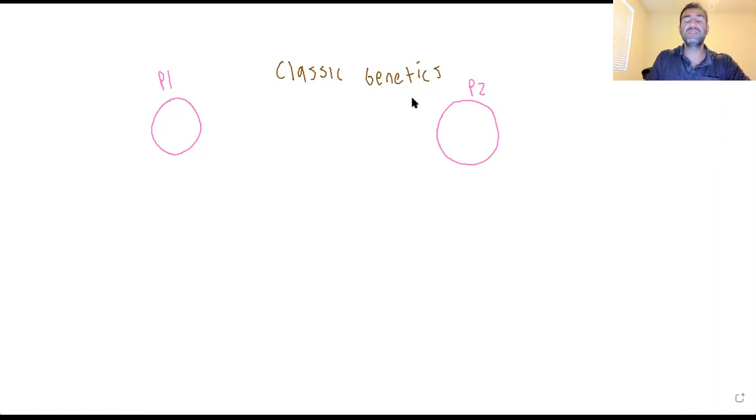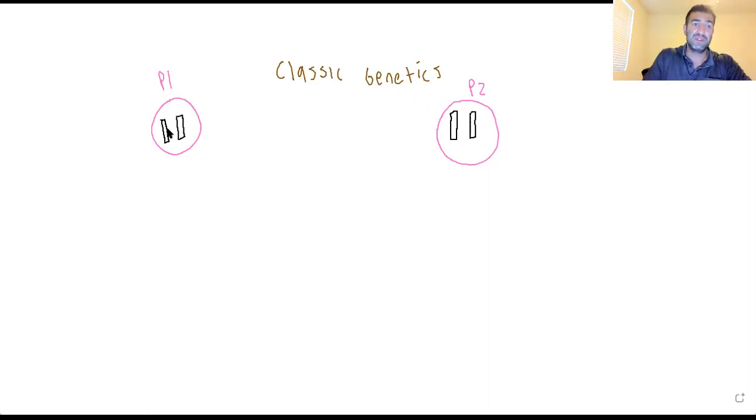So to give you an example of how inheritance works, we're going to say that parent 1 and parent 2 both have one copy of chromosome 1, and each one has a different variant of the gene for eye color. As we'll talk about shortly, an allele is a variation of a gene.